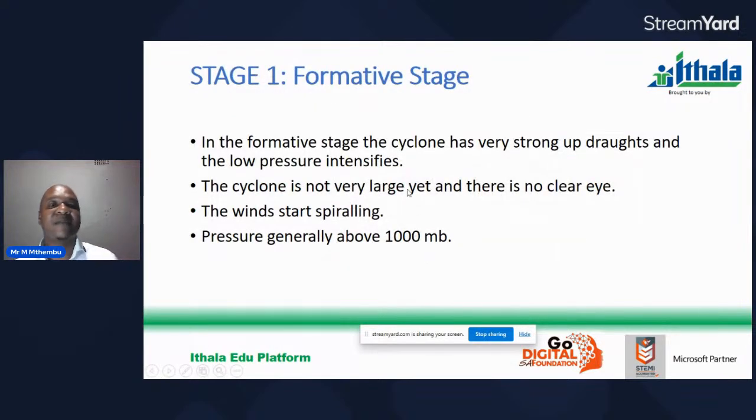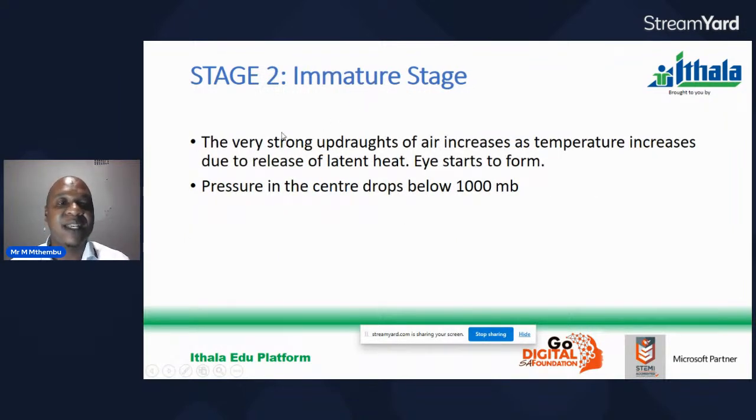Okay, let us look at the formative stage in detail. In the formative stage, the cyclone has very strong updrafts, as well as the low pressure starting to intensify. The cyclone is not very large yet in this stage, and there is no clear eye. So the wind starts spiraling. Pressure generally is still above 1000 hectopascals or millibars. Immature stage. Within this stage, there are very strong updrafts of air which increase as temperature increases due to a release of latent heat.